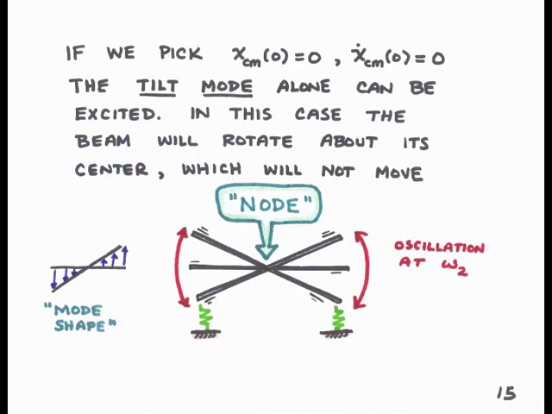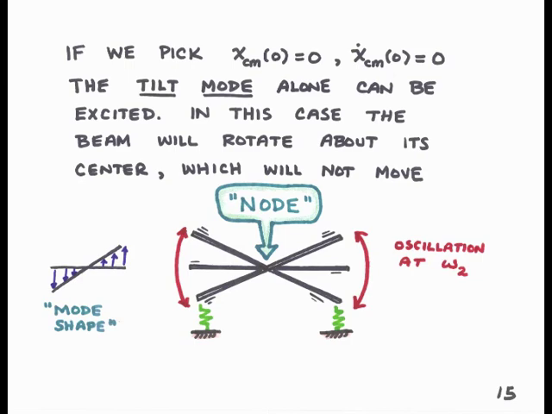To give a better sense of the modal motion, let's consider an example. Let's suppose we pick the center of mass position and velocity at the initial time to be 0, but we pick theta and theta dot at the initial time to be non-zero. In this case, XCM will be 0 for all time. The center of mass will not move. That's the solution of the differential equation for XCM. But theta of t will be doing a sinusoid, the exact amplitude and phase dependent upon the initial conditions. So only the tilt mode will be excited.